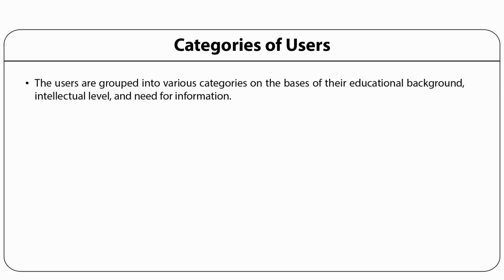Library users are grouped into various categories on the basis of their educational background, intellectual level, and need for information. The educational background of users certainly will put them in different groups, those who are undermatriculate, those who are undergraduates, or those who are postgraduates. They can also be categorized according to their intellectual level, the level of understanding information, understanding knowledge, and so on. And they can also be categorized according to the need for information which they seek to fulfill their gap in knowledge.